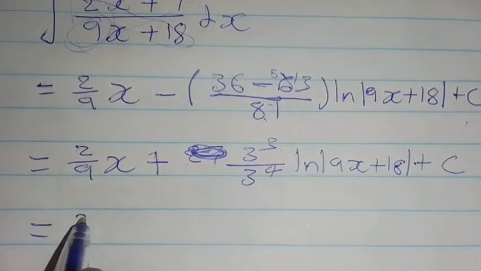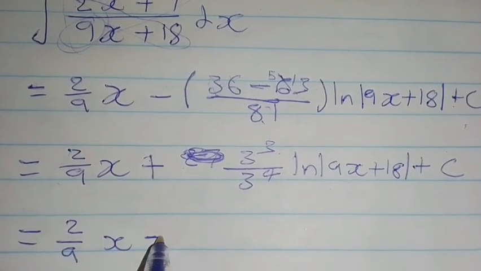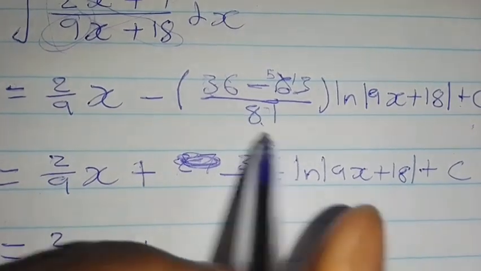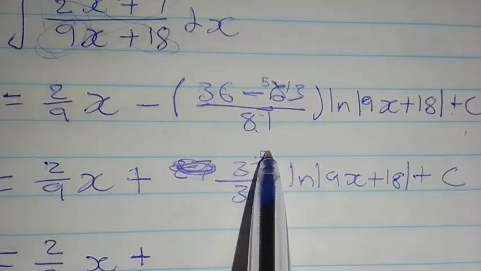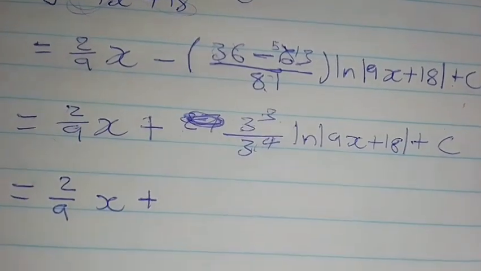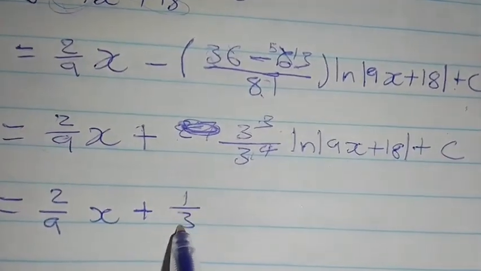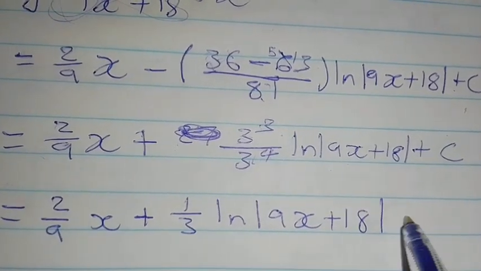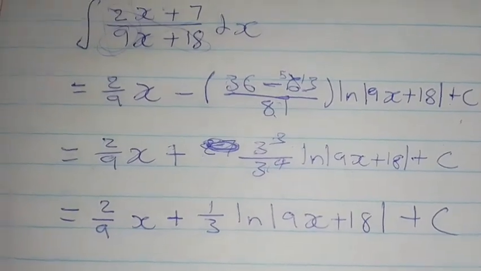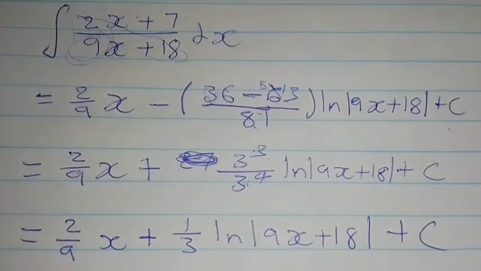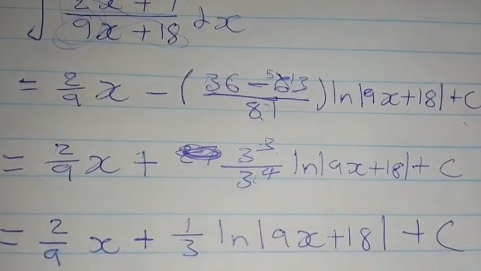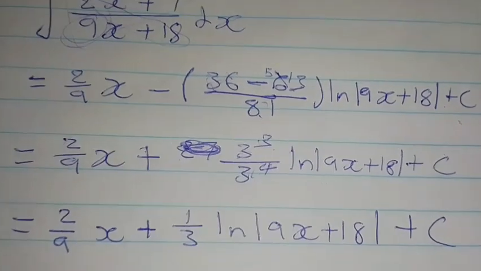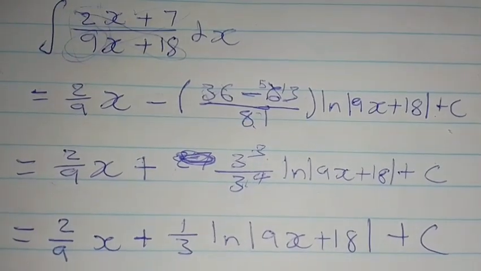Now you're going to simplify this, so you have 2 over 9x plus 3 to the third divided by 3 to the fourth. You can just use the laws of exponents and say it's 3 to the 3 minus 4, which is the same as 3 to the power minus 1, which is the same as 1 over 3. Then it's just ln 9x plus 18. Then you can just basically evaluate. It's just simple like that. So that's how you can evaluate the integral of the ratio of two linear functions. It's basically simple, and I hope you found this to be helpful.